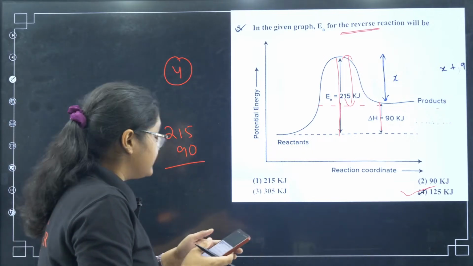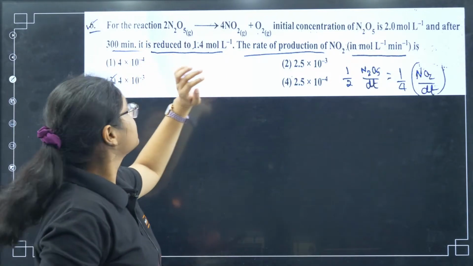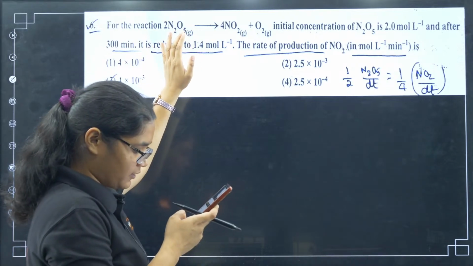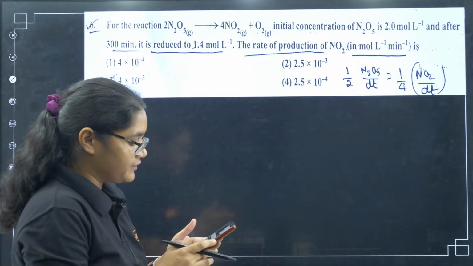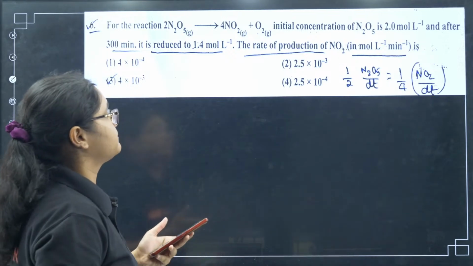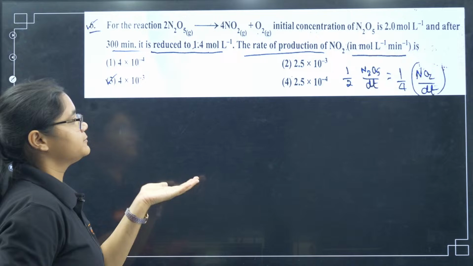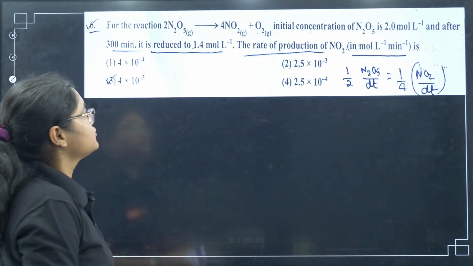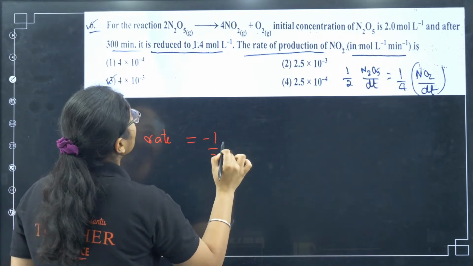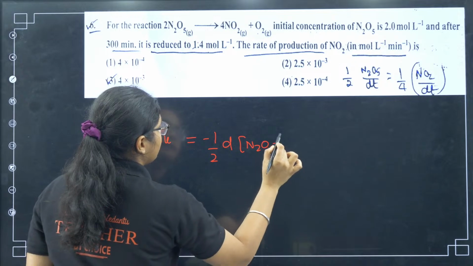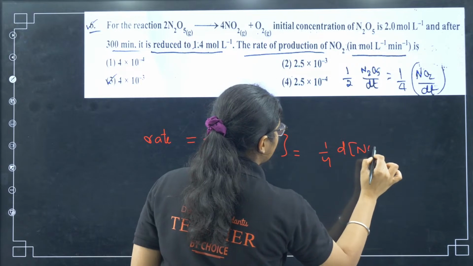Okay. Next, moving to question number 6, for the reaction 2N2O5 gives 4NO2 plus O2, the concentration of N2O5 is 2.0 moles per liter, and after 300 minutes it is reduced to 1.4 moles per liter. So the rate of production of NO2. You can see from the equation I can write rate is equal to minus 1 by 2 d[N2O5]/dt, that is equal to 1 by 4 d[NO2]/dt.